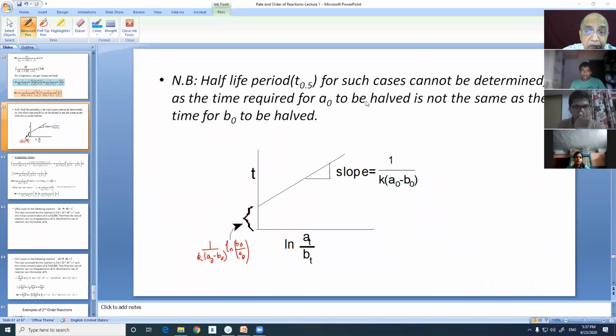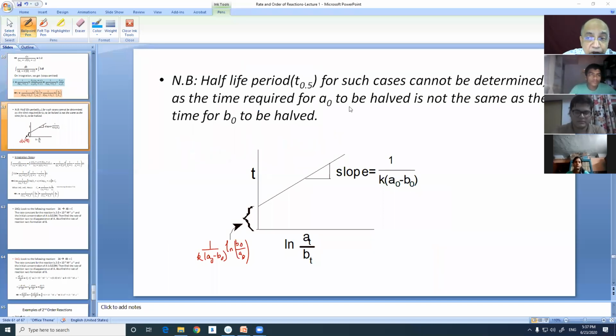Here, the half-life period for such cases cannot be determined, no formula, because the time required for A0 to be halved is not the same as the time required for B0 to be halved. These are two different reactants. So they have got different half-life periods. So the whole equation cannot have a fixed half-life period.